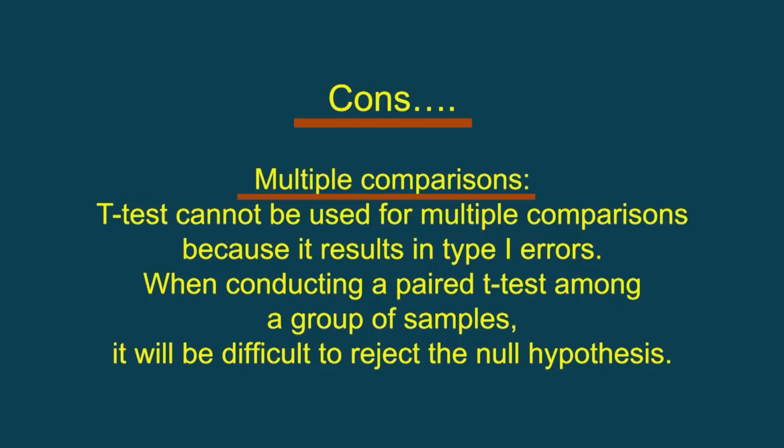T-test cannot be used for multiple comparisons. This is very important because it results in type 1 error. What is a type 1 error? If you can recall, it is the error of rejecting a null hypothesis when it is actually true. When conducting a paired t-test among a group of samples, it will be difficult to reject the null hypothesis. So that is why there will be type 1 error.